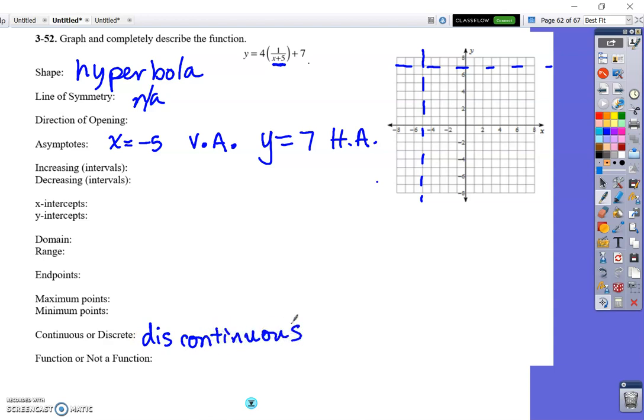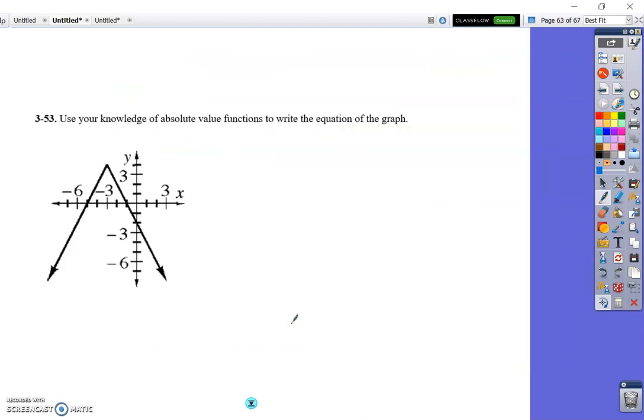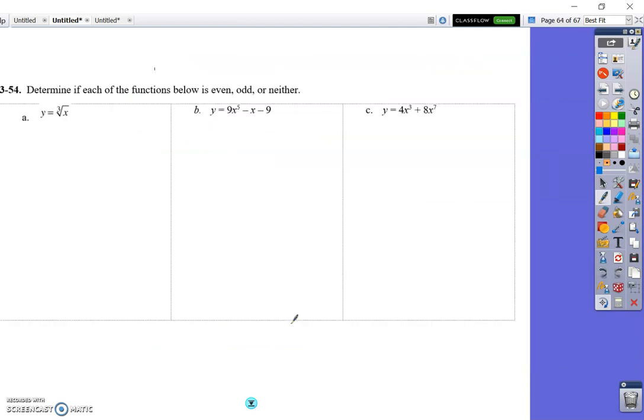Although both sides are continuous. The max is infinity. The minimum is negative infinity. It is a function. The endpoints don't make sense. See if you can find the domain and range, the answers that have been left out. Hint, they're the asymptotes. Look at the picture. Use Desmos to help you finish the graph. Use your knowledge of absolute value functions to write this equation.